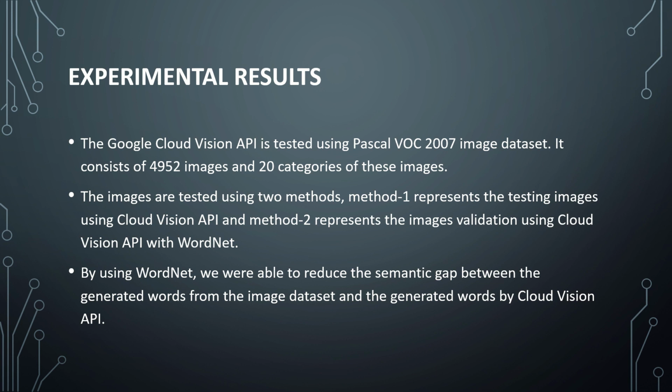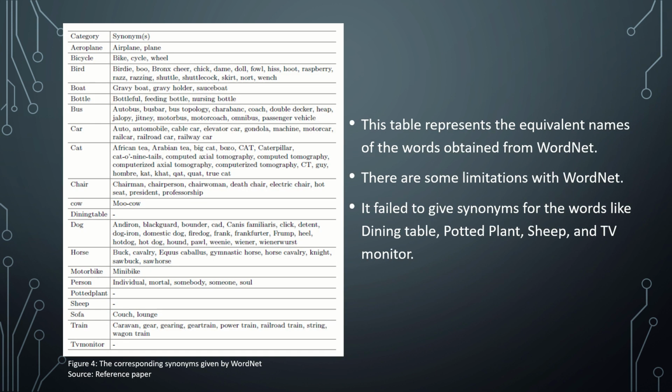So, by using the WordNet, we were able to reduce the semantic gap between the words from the image dataset and the words given by the Google Cloud Vision API.